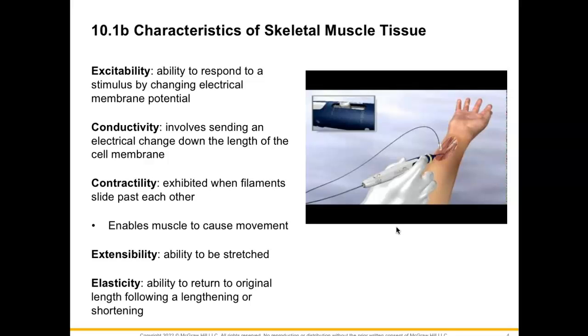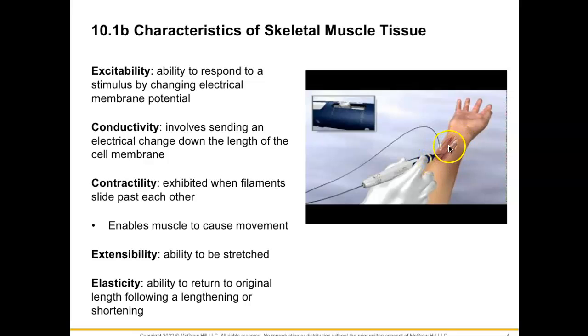First, we have excitability. This means that we have the ability to respond to a stimulus by changing the electrical membrane potential, and we'll talk more about this membrane potential in the coming sections. Next, we have conductivity, and this involves sending an electric charge down the length of our cell membrane.